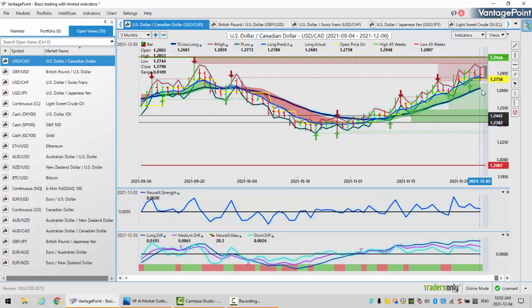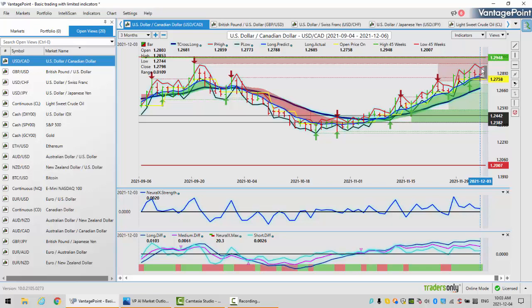So this is the way I would recommend you look at your VantagePoint software and say, okay, well, we're getting a little bit toppy up here. We've got the Bank of Canada that's probably going to hike. We've got a seasonality in the dollar that it doesn't do well in December, and we've got a seasonality in equities that they do well. So there's a slight bias for a sell here.